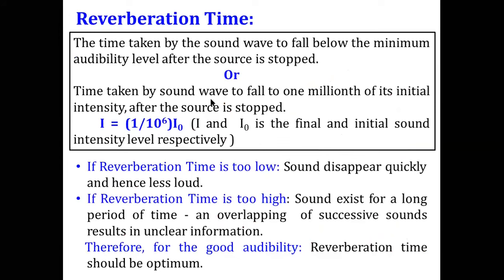So we define reverberation time as the time taken by the sound wave to fall below the minimum audibility level, the threshold of audibility for humans, once the source has stopped speaking. But if you want to put the numbers into the definition of reverberation time, then we define reverberation time as the time taken by the sound wave or sound intensity to fall to 1/1,000,000th of its original intensity once the source has stopped speaking. This is basically saying that at any point of time when your intensity becomes equal to 1/1,000,000th of original intensity, then that time is called reverberation time. And again, this time is measured when the source has stopped making any sound. That's when you start measuring the reverberation time.